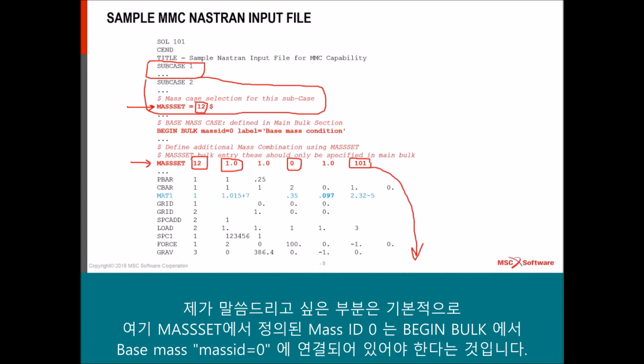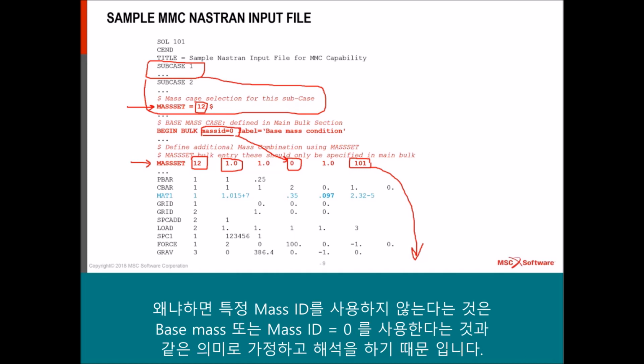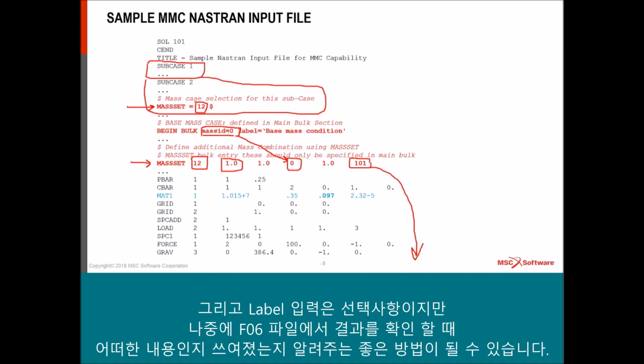However, I do want to point out that we are specifying 0 here, and here's our BEGIN BULK, where we actually do specify MASS ID equals 0, which corresponds to this base mass. However, this is completely optional. You don't actually have to explicitly specify MASS ID equals 0, because it's just assumed: if you don't have a mass ID specified in your BEGIN BULK, then that BEGIN BULK denotes the base mass case, or the 0 mass ID case. And again, this label is completely optional, but it's always nice to know what you're looking at when you're looking at your F06 a little bit later.